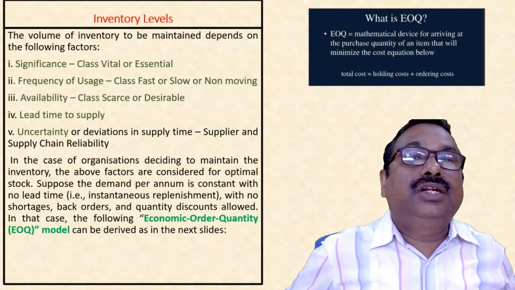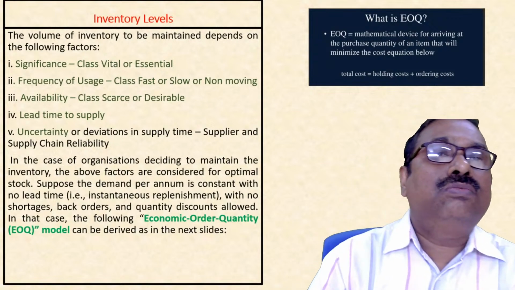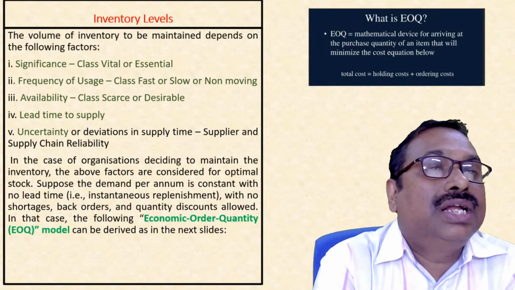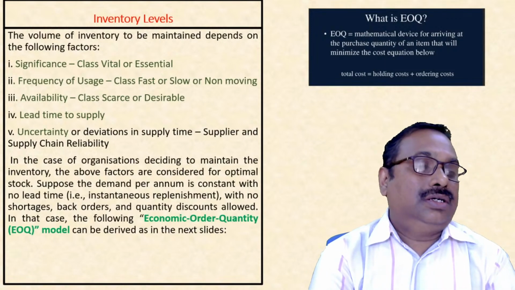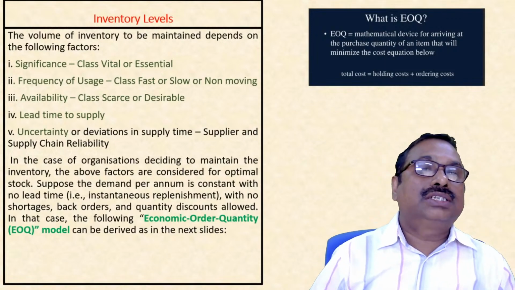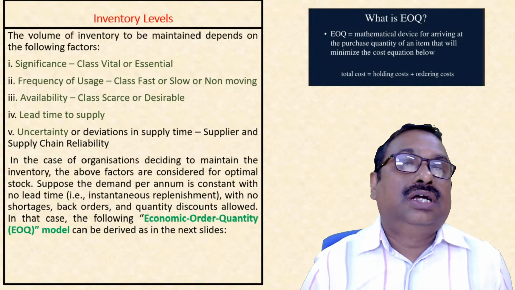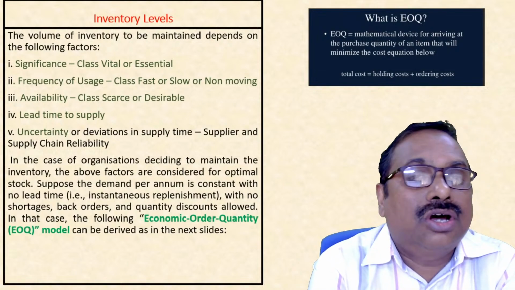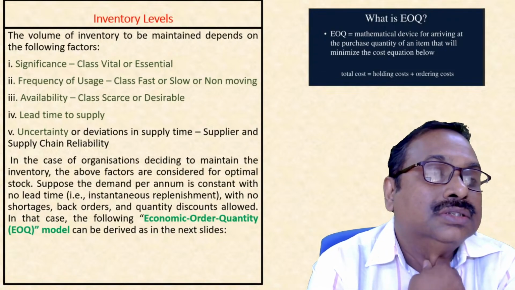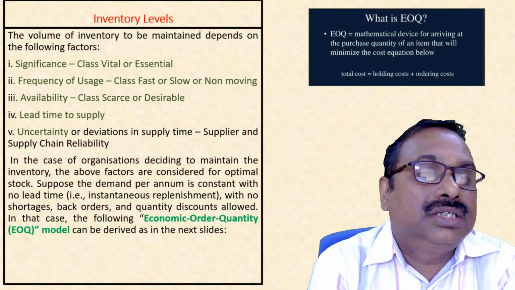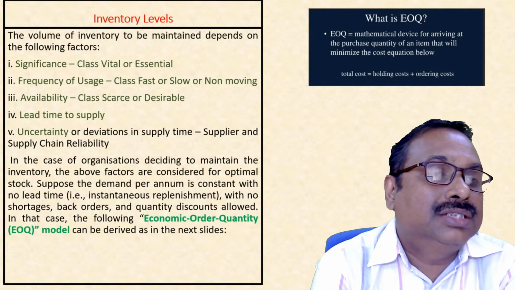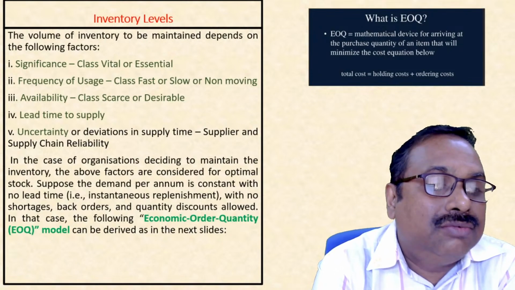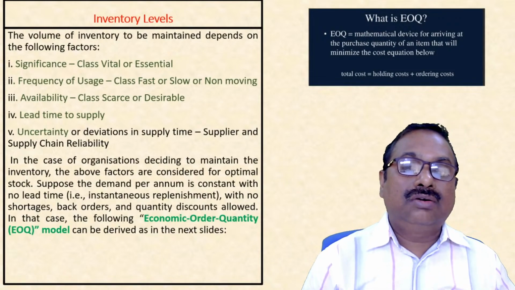Next is inventory level. The volume of inventory to be maintained depends on the following factors. One is significance, whether the class is vital or essential. Then the frequency of usage, whether the class is fast moving, slow moving or non-moving. Then availability, scarce product or desirable product. Then lead time to supply. The last one is uncertainty or deviations in supply time, supplier and supply chain reliability. So when organizations decide to maintain inventory, the above factors are considered for optimal stock.